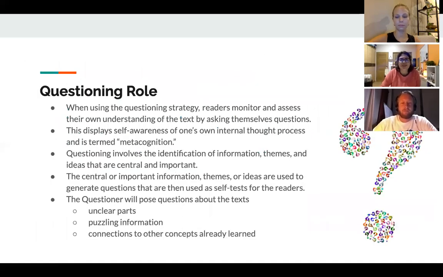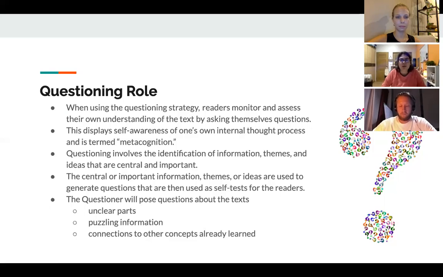The next role is the questioning role. When using the questioning strategy, readers monitor and assess their own understanding of the text by asking themselves questions. This displays self-awareness of one's own internal thought process and is termed metacognition. It's thinking about one's own thinking. Questioning involves the identification of information, themes, and ideas that are central and important to the text. The central or important information, themes, or ideas are used to generate questions that are then used as self-tests for the readers.